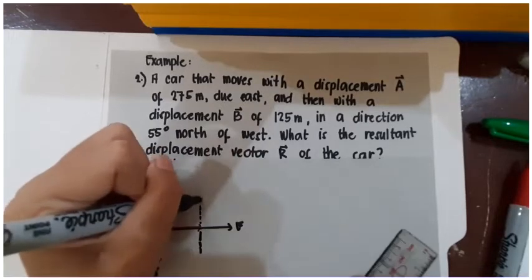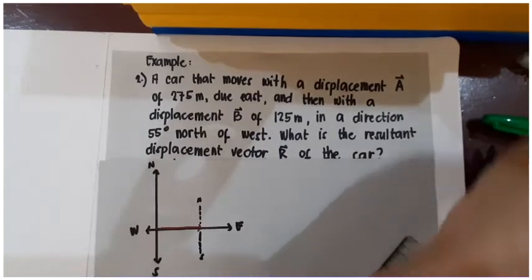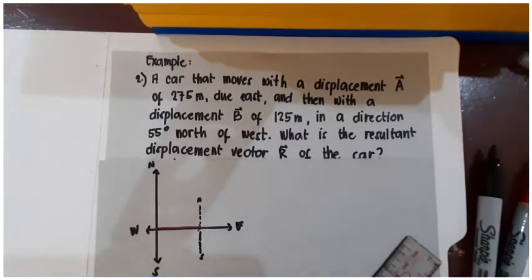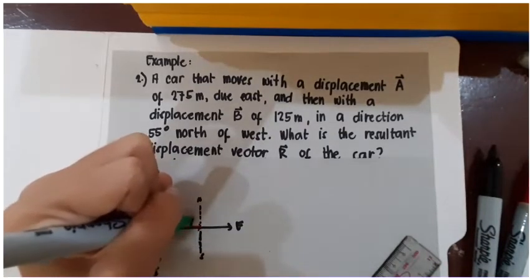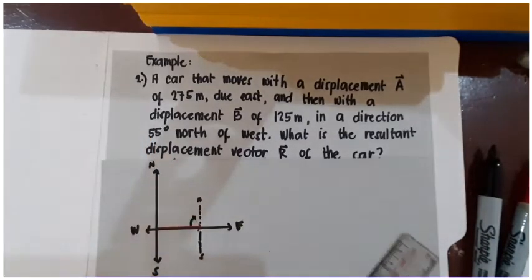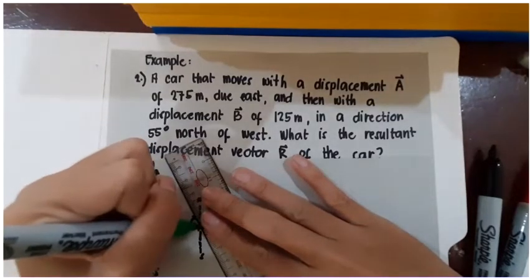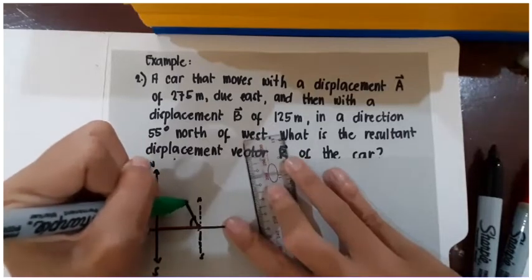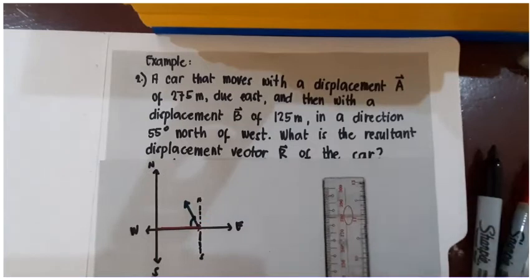So let's say this is 275 meters going to the east, and then it went north of west. So let's assume another Cartesian plane here, with north and south. Since it is north of west, your angle must go from west, north to west. That's 55 degrees. Let's say this is 55 degrees, and then this is your 125 meters displacement.